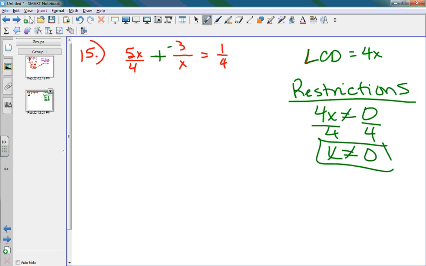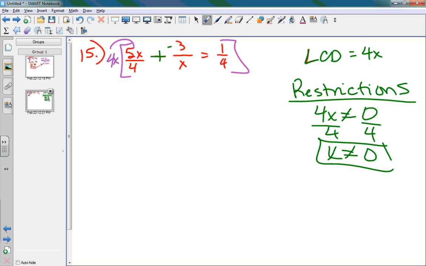No. So now I'm going to take my fraction here, and I'm going to multiply it by 4x. Why am I multiplying it by 4x? Because that's your least common denominator. Excelente. I like purple. Do you like that purple? Purple's my favorite color.